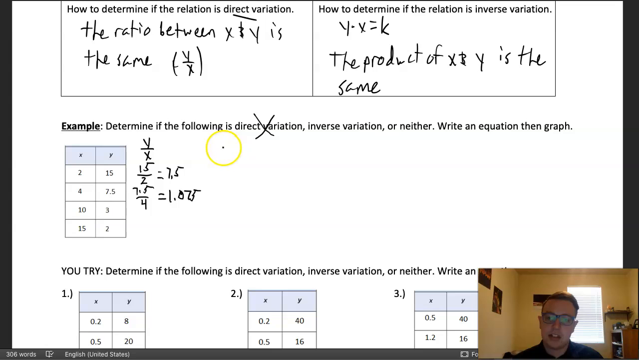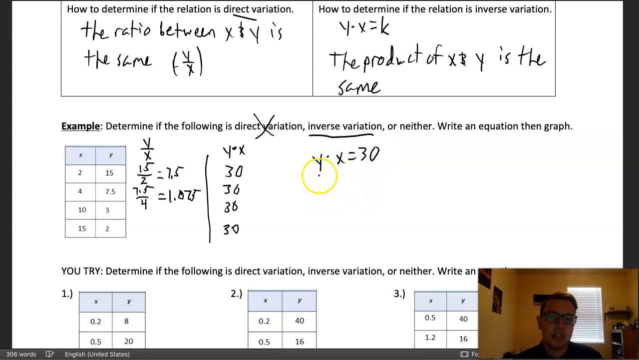Okay? Now let's try multiplying y times x, see if it comes out to be the same thing. So y times x, 2 times 15 is going to give us 30. 4 times 7.5, that's going to give us 30. 10 times 3, that's going to give us 30. And 15 times 2, that's going to give us 30. So this is inverse variation here. When we multiplied y and x together, it came out to the same value. And what was that? It was y times x is equal to 30.